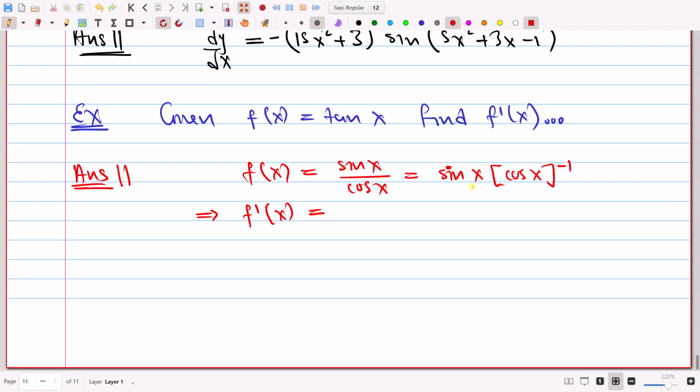Every time we want to deal with a product, you first differentiate one of the functions, keeping the others at rest. So if I differentiate sine x, keeping the other at rest, I get cos x over cos x. Now plus, I keep sine x at rest, and I differentiate cos x to the power negative 1. Any function raised to a power, first I bring down the power, that will make the sign there negative.